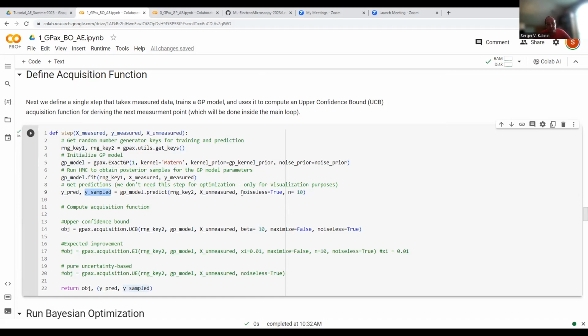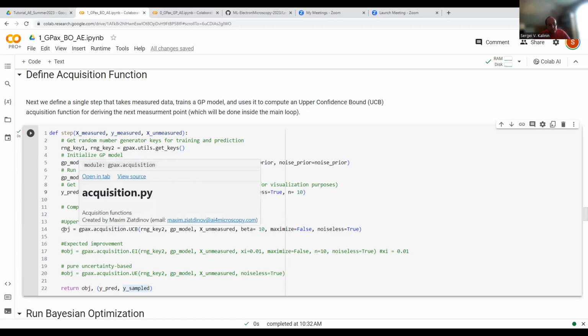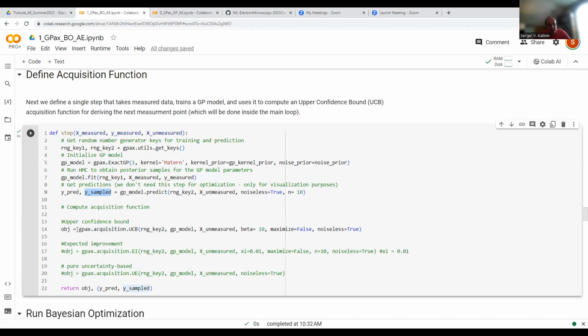So it's more useful to have the noiseless option. So this is where we make the prediction, and this is where we calculate our objective function. So our acquisition function. To calculate the acquisition function, we take as an input the model, which has been trained over here. We take as an input the X unmeasured, so we calculate the acquisition function values for the regions where the measurements have not been taken.